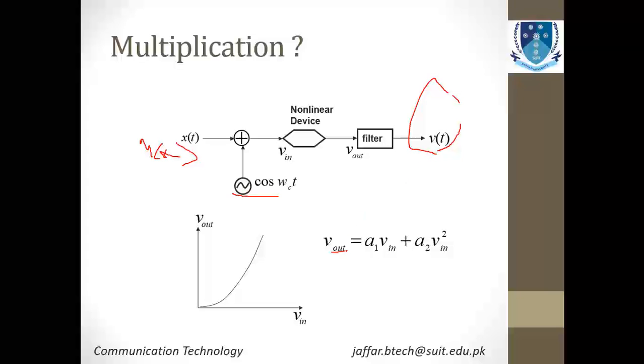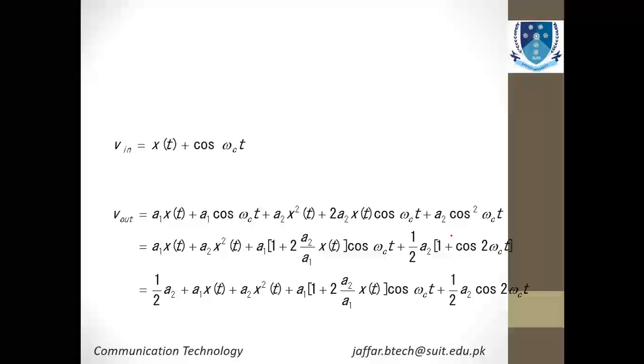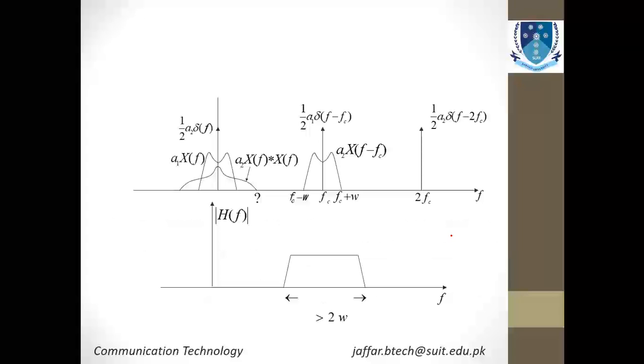You can see this V out will be equal to A1 V in plus A2 V in square. So this is the equation for the output of such a system, and the derivation is over here. You can also find this equation in your book. I have taken the whole equation from your book, and this is a graph showing the proper working of this AM with suppressed carrier, or you can also call it double sideband with suppressed carrier. You can see that there is no carrier involved in this.